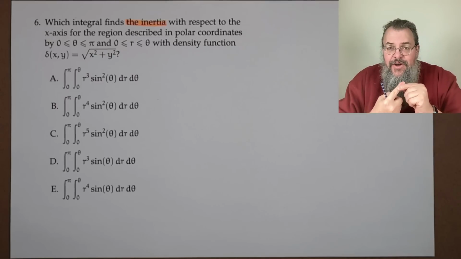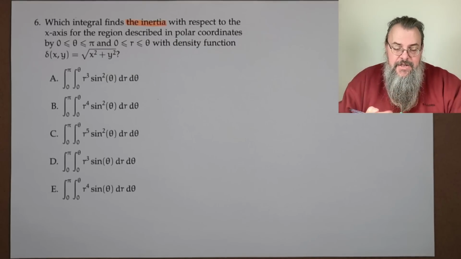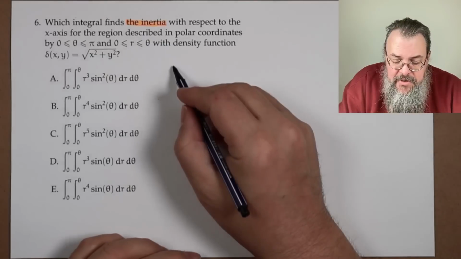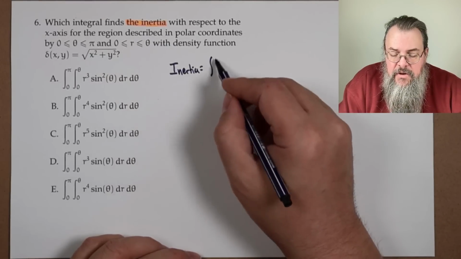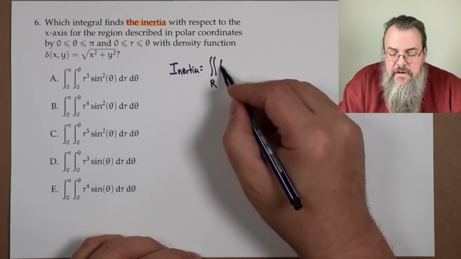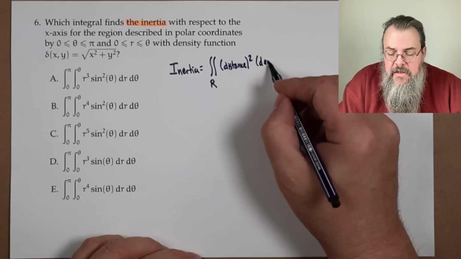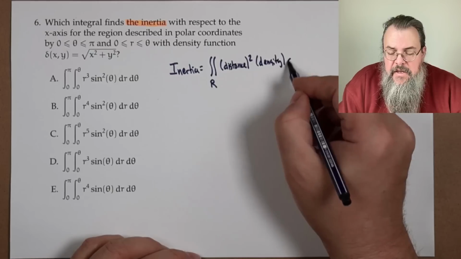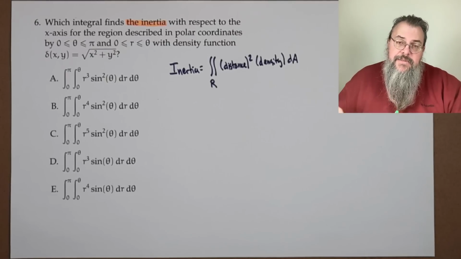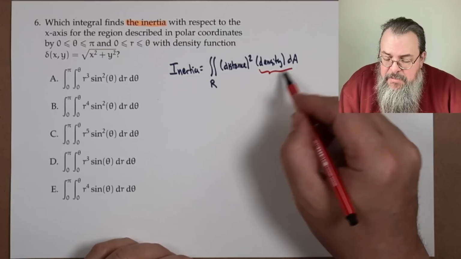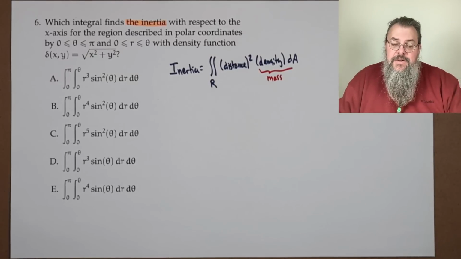Mass, you don't care about distance at all. Moment, you care about distance. Inertia is distance squared. So in particular, when we talk about inertia, what we're going to have is an integral over our region of our distance squared, our density, and then our bit of area. And circularly, what's happening is that our density times a little bit of area is a little tiny piece of mass. So it's really mass times distance squared is how you find the inertia.